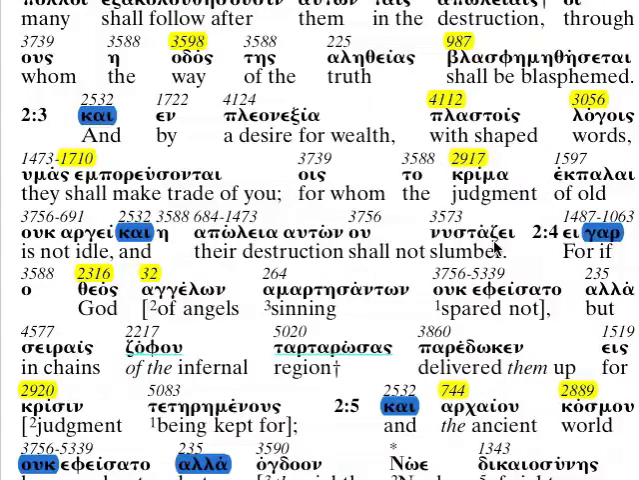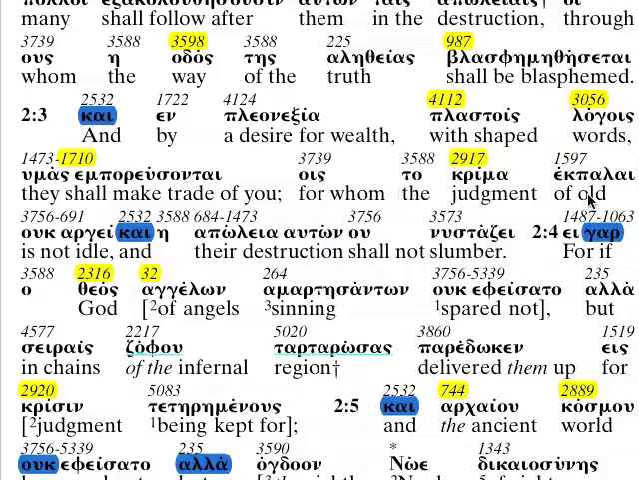And by a desire for wealth, with shaped words, plastis, plastic, shaped, logis, words, they shall make trade of you. Emporevsonte, the verb; an emporium is like an agora, someplace where people sell things, making trade.